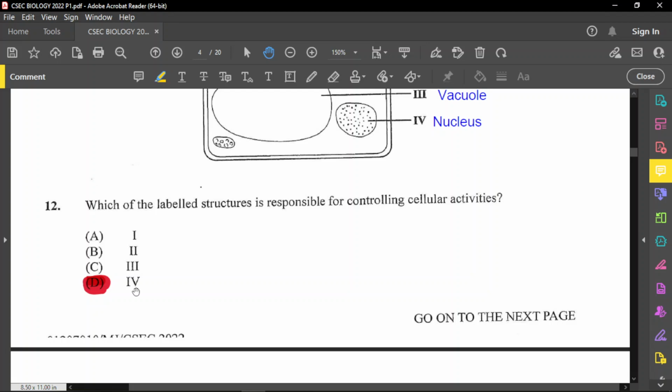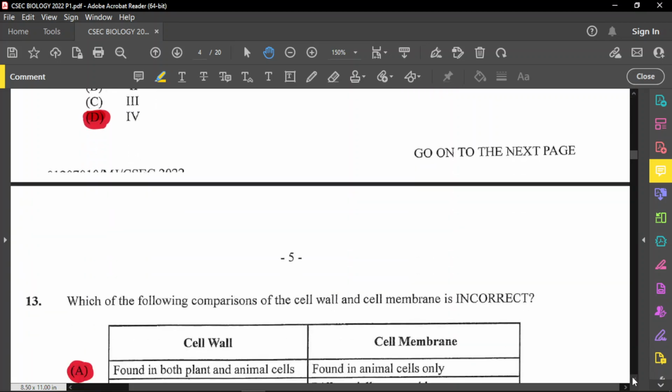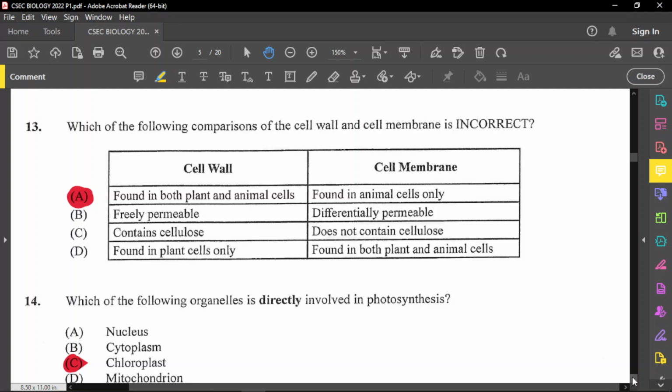So the nucleus is very important for controlling cell activities. Again, there's no needed explanation for that one. So let's run through. All right, so question number 13. It said, which of the following comparisons of the cell wall and cell membrane is incorrect?